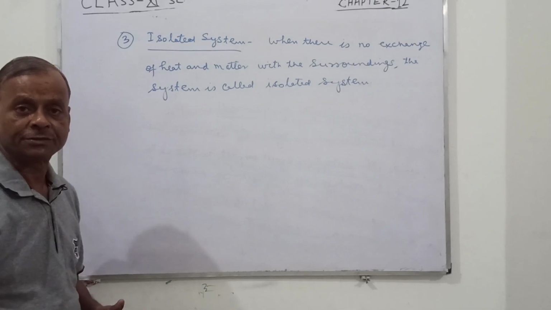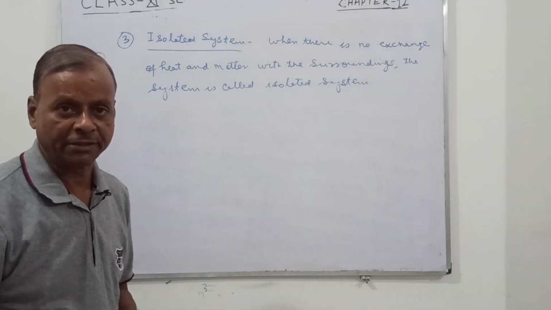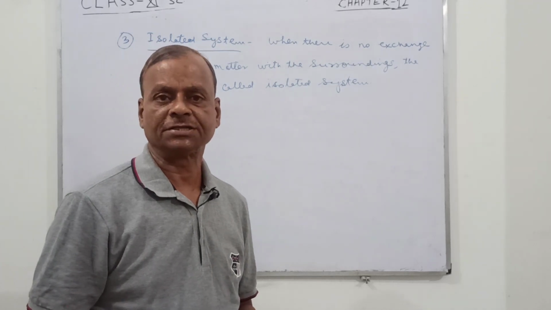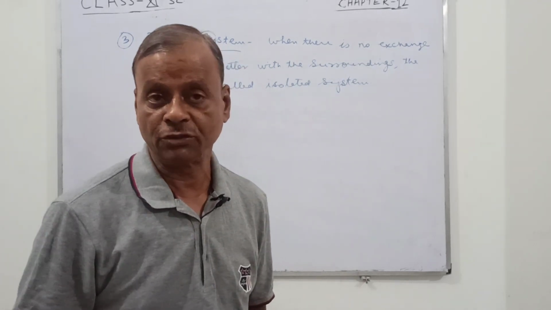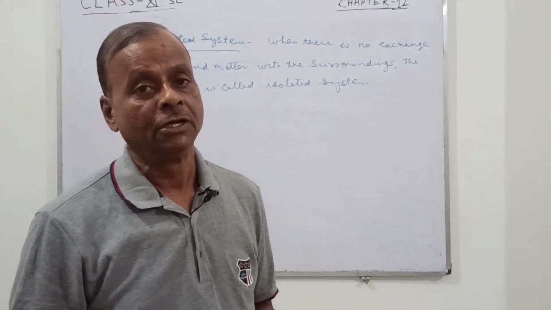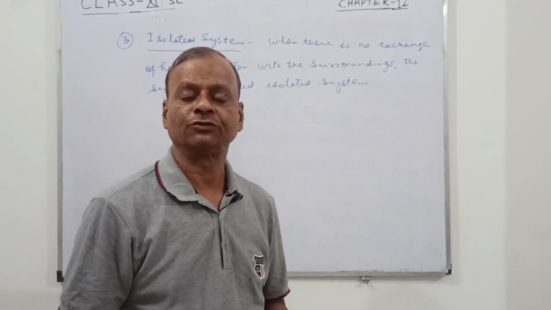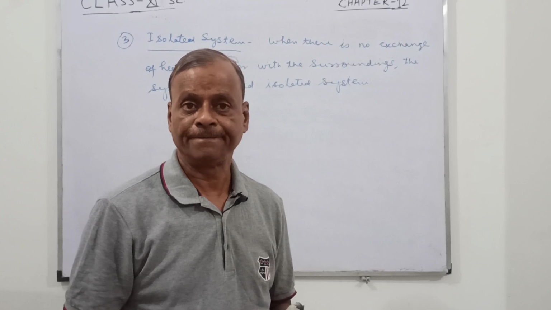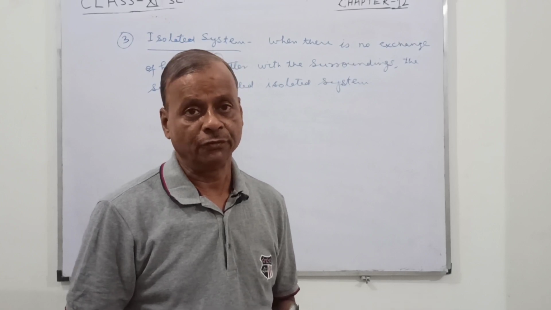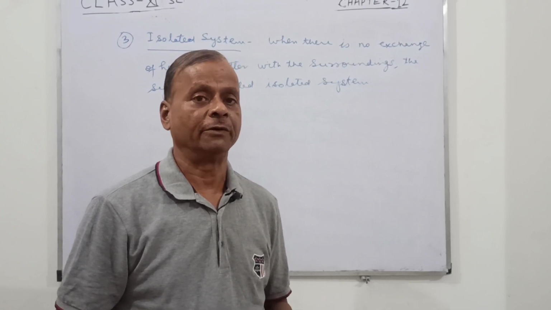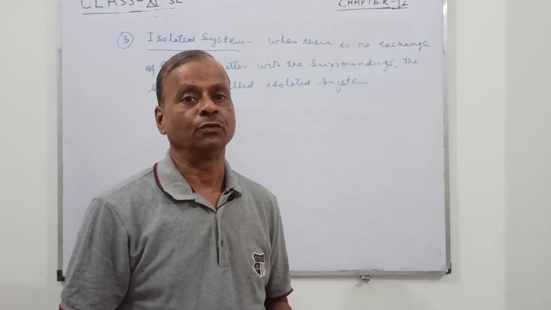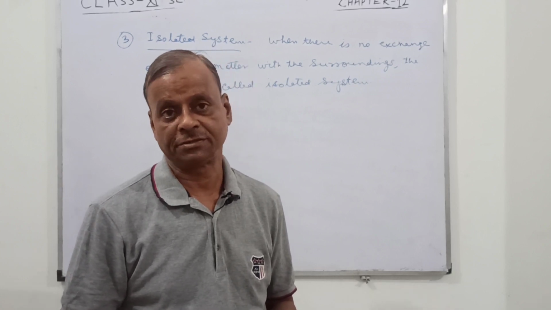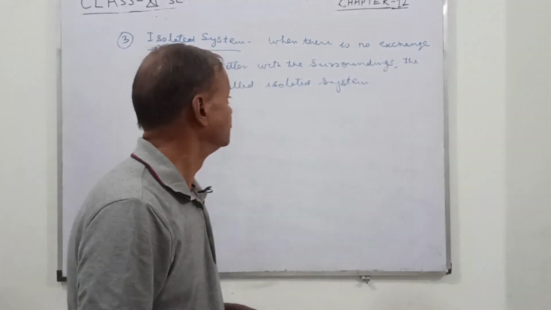In such systems, the pressure, temperature and volume remain constant, and the heat is neither given nor taken, and matter is also neither taken nor given to the surroundings. Then this is called the isolated system. And in this branch of physics, we will study only the closed system, in which the heat is exchanged with the surroundings.